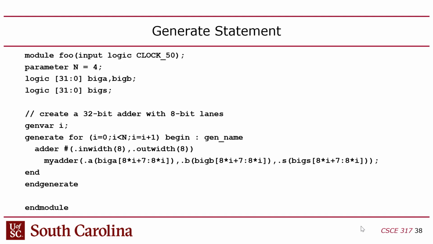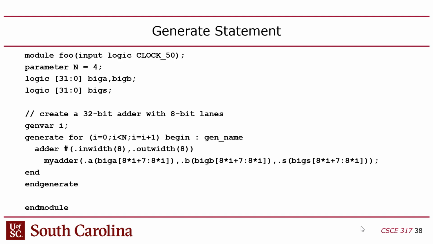I don't know why you need both end and generate, but everything in between is what's going to be stamped out. In this case, I have an adder, but you could put an always statement in there if you wanted to, and it would create multiple copies of that always statement. Or you could put assign statements, or multiple instantiations of modules. Whatever you put inside that generate statement will essentially get copied and pasted, where the only differences are the names assigned and the bits that you connect to those things.